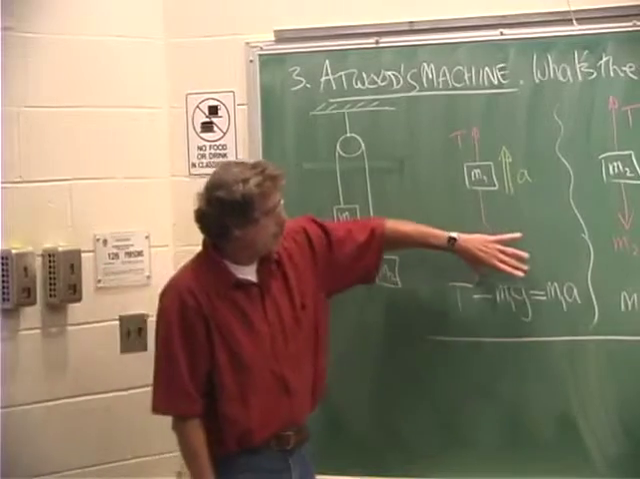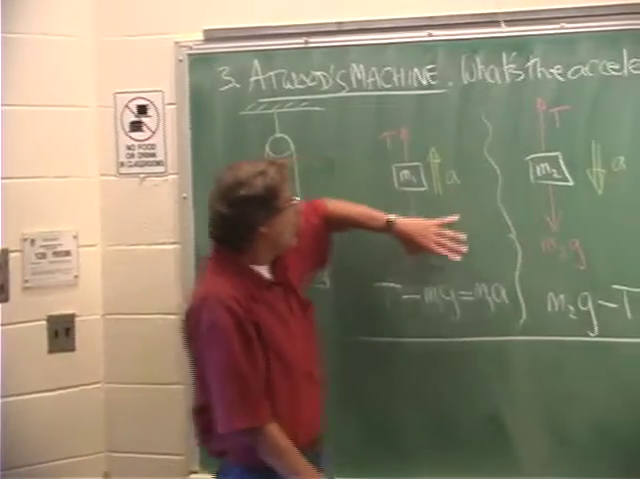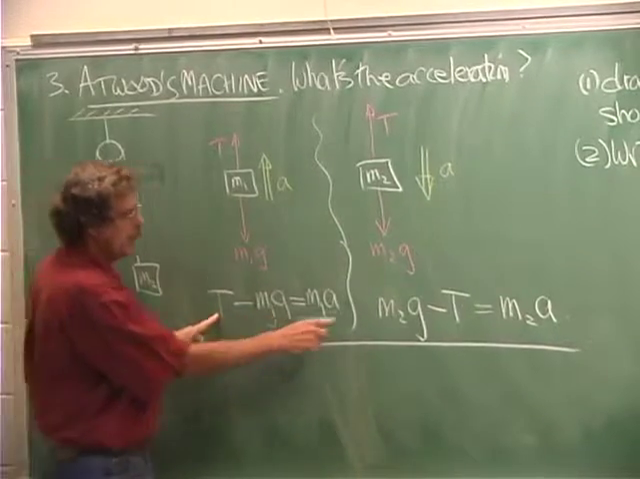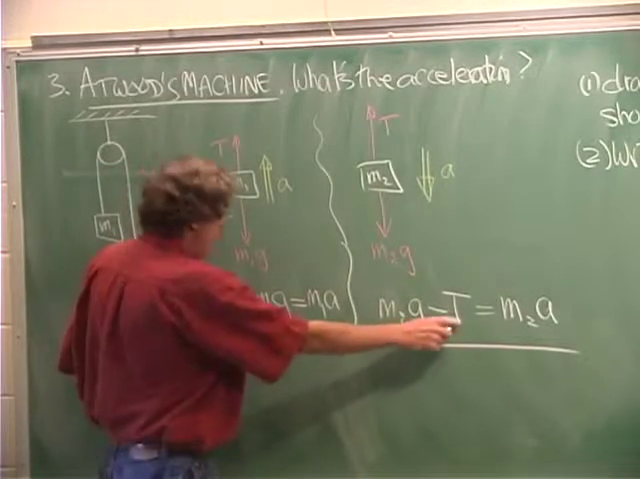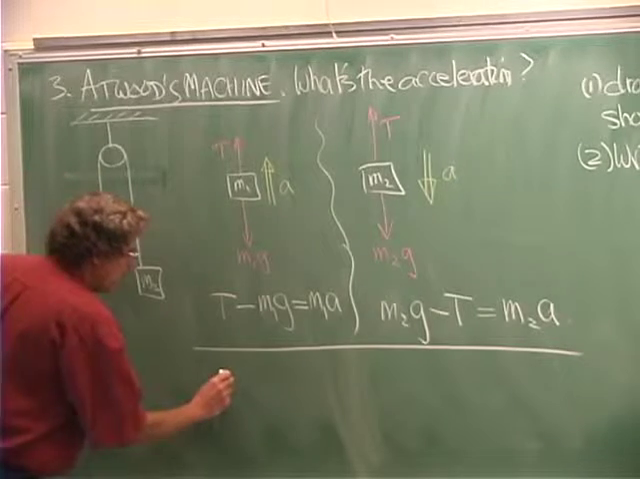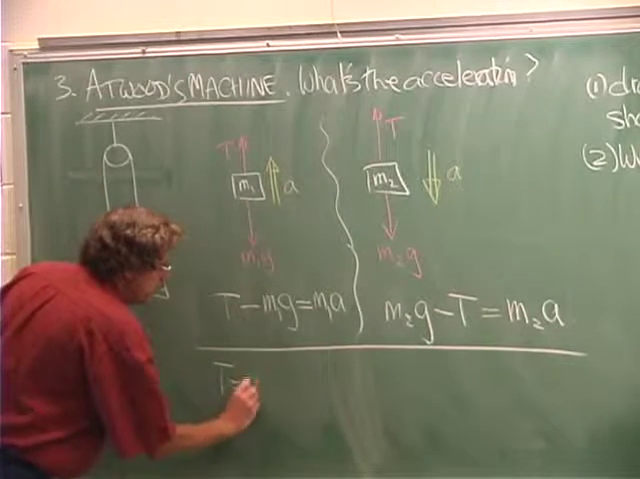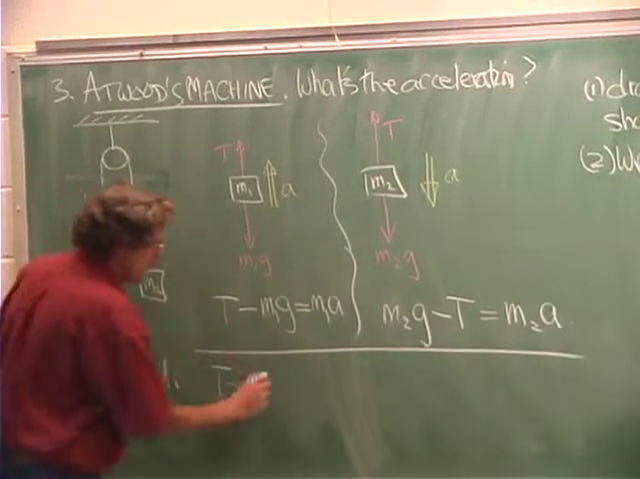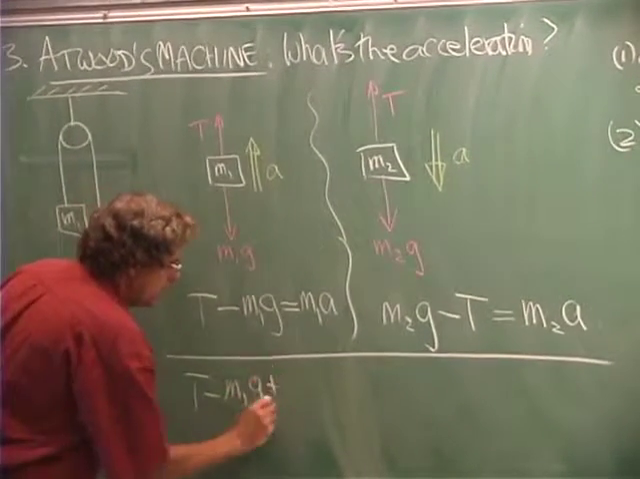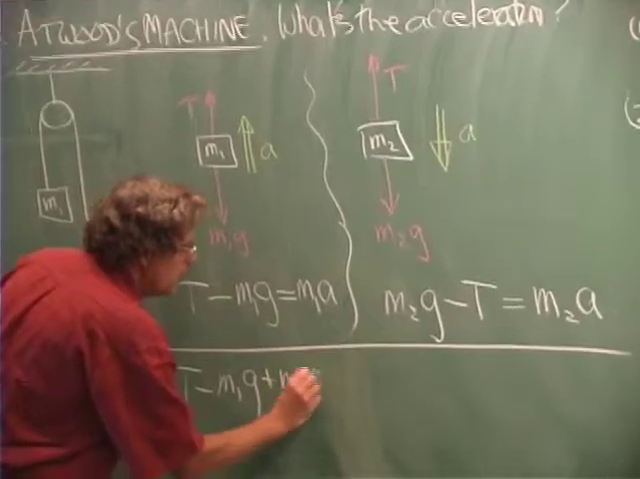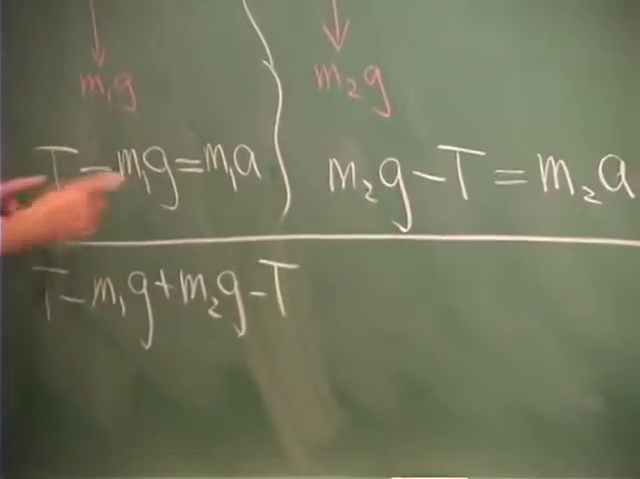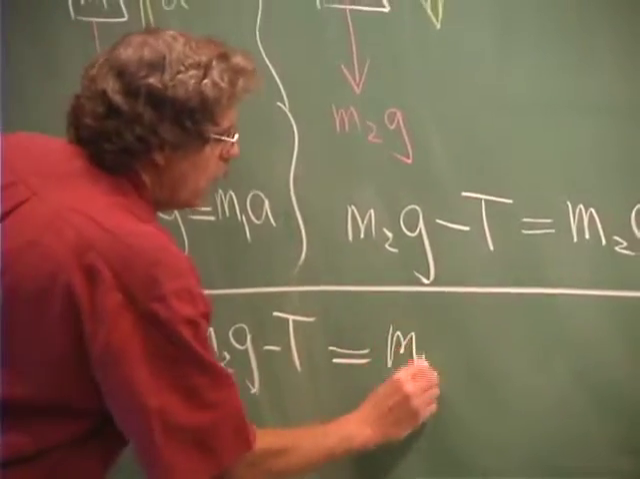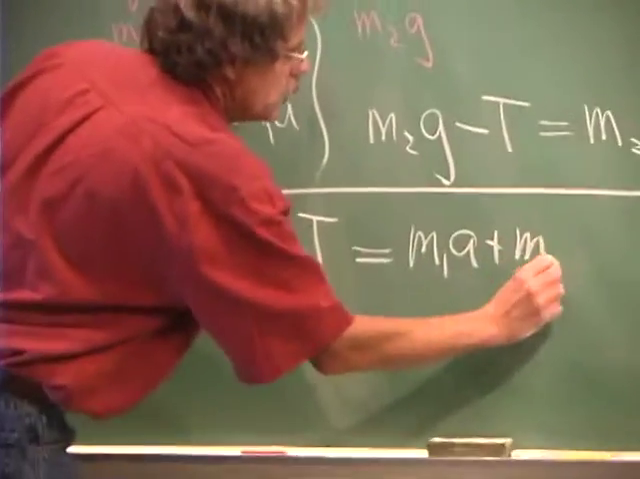How about if I added the left sides? What if I added these two equations together? Then on the left side I would get T minus M1G plus M2G minus T. The T's would cancel out. T minus M1G plus M2G minus T, that's the sum of the left-hand sides, is equal to the sum of the right-hand sides, M1A plus M2A.